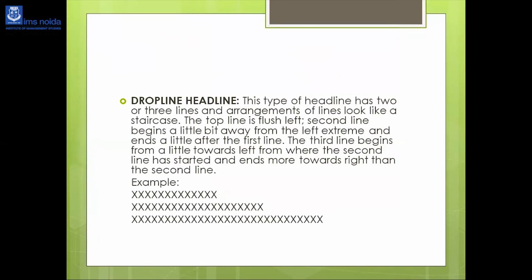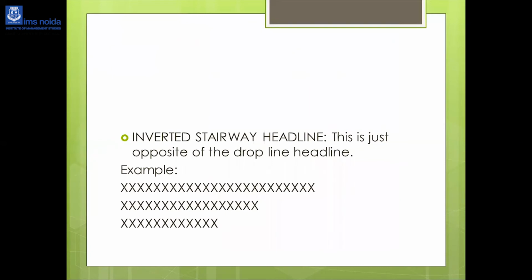Next, we come to the drop line headline. This type of headline has two or three lines and the arrangement of the lines looks like a staircase. The top line is flush left. The second line begins a little bit away from the left extreme and ends a little after the first line. The third line begins a little towards the left from where the second line has started and ends more towards the right than the second line. Inverted stairway headline. This is just opposite to the drop line headlines.